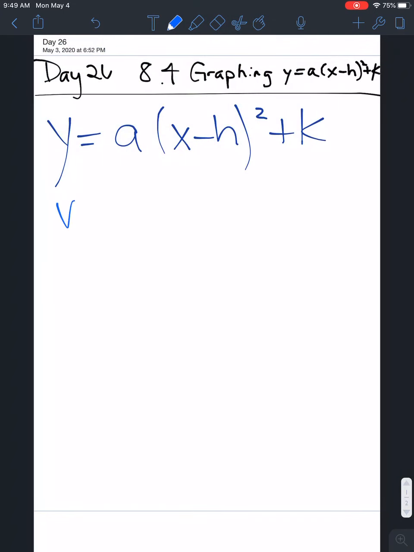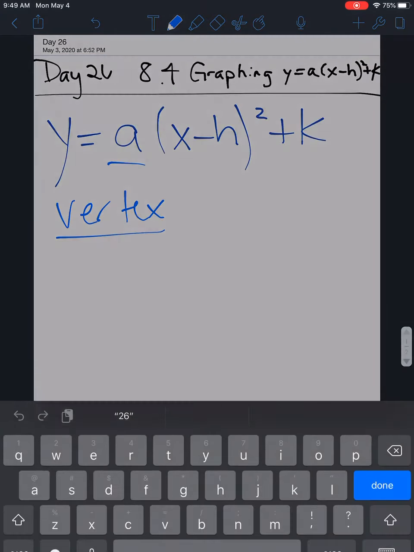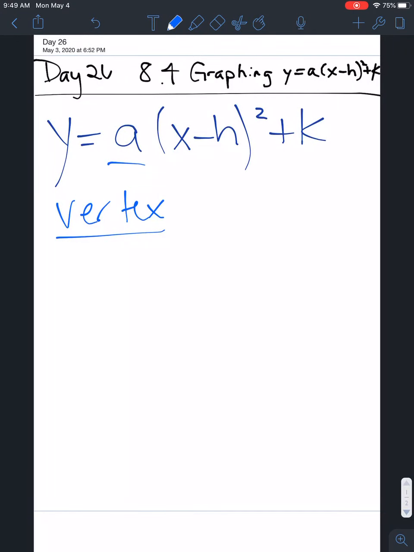Vertex form tells us that if you were to go through and FOIL these binomials, then distribute in this a and then add the k, you would end up with that same y equals ax squared plus bx plus c. But it really easily tells us the vertex, because the vertex in vertex form is always h comma k. So you always know the vertex in vertex form.